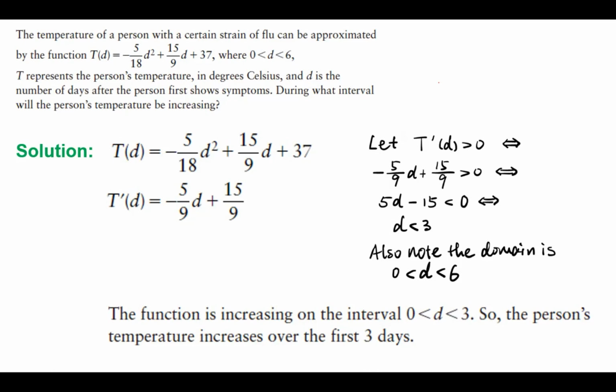Also note that the domain of this function is d greater than 0 and less than 6. Therefore, we know the function is increasing, or actually strict increasing, so we need to put the keyword here. Actually, this is strict increasing. This function is strictly increasing on the interval from 0 to 3. So in other words, the person's temperature increases, or strictly increases.